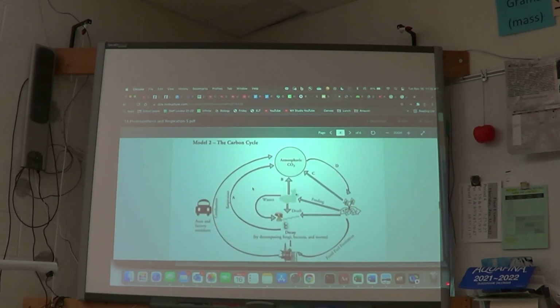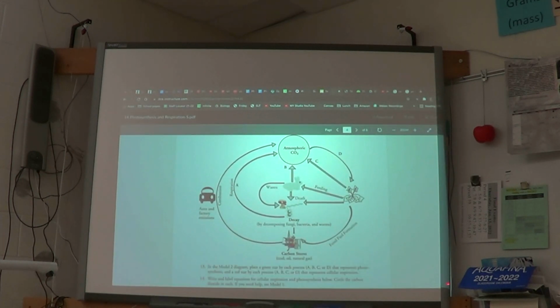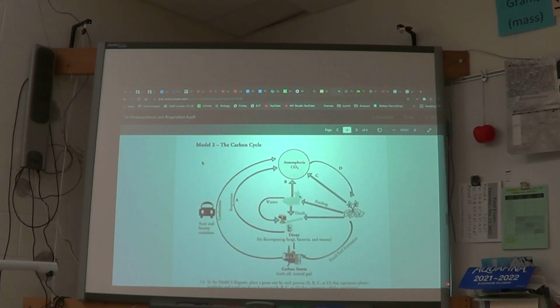There was also this diagram that I want to spend some time talking about as well. So this is the carbon cycle. And when we talk about carbon cycles, one of the biggest things we talk about is atmospheric carbon dioxide, the bubble on the top.